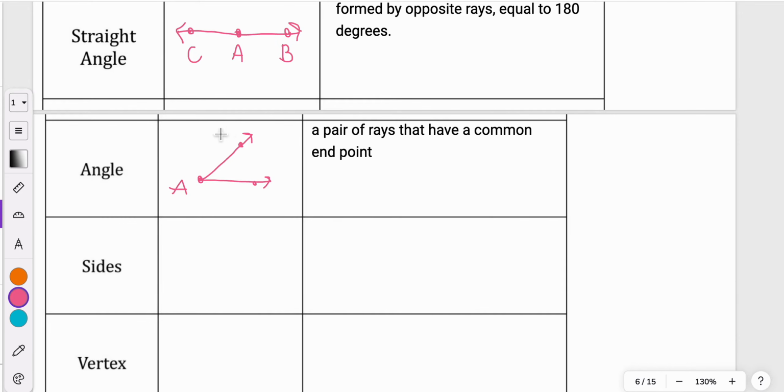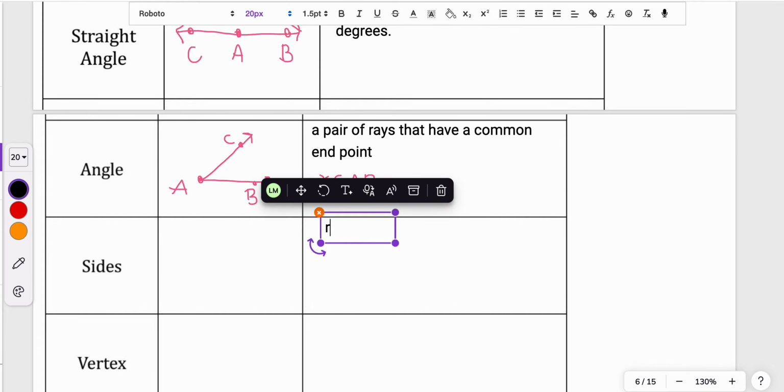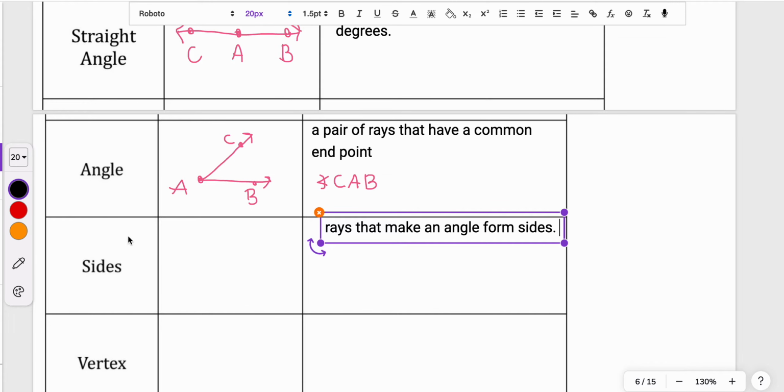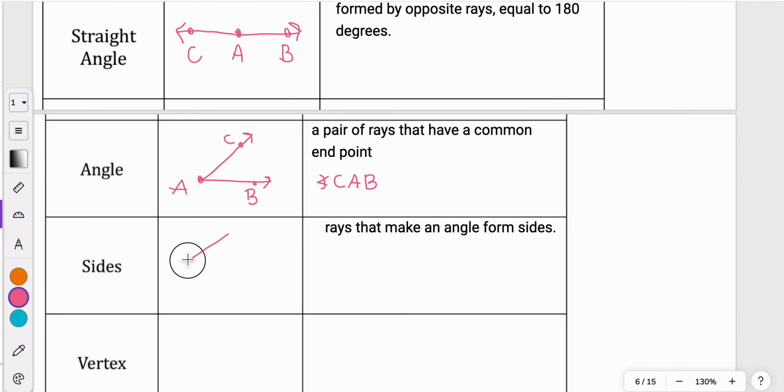Here would be ray AC and then AB making that angle, and you can name that angle CAB. Okay. The next one we have are sides, and sides are just the rays that make an angle. So when we have this picture here, I'm not even going to label this with letters. This is a side, and so is this.